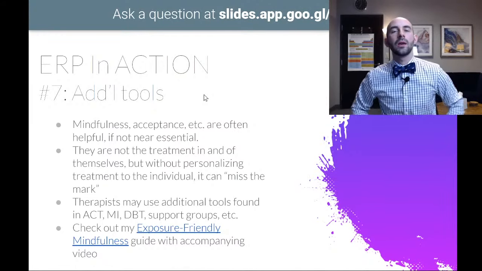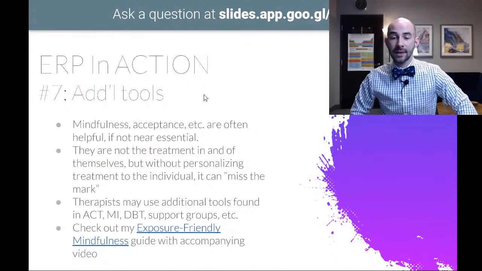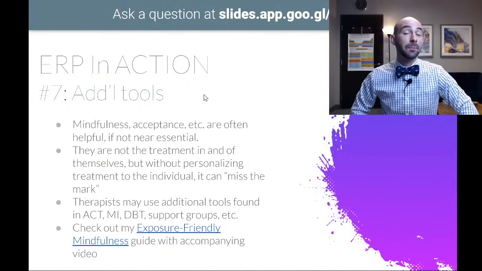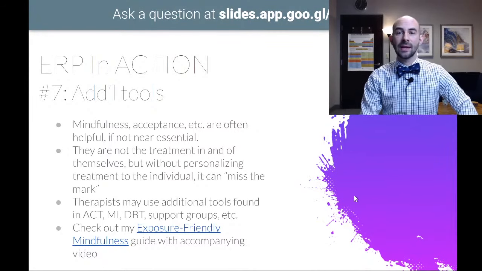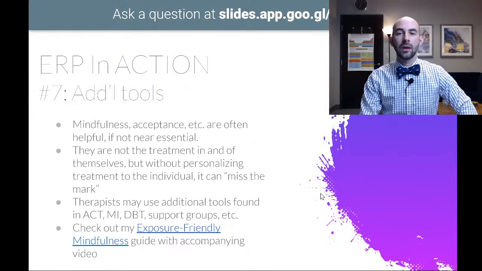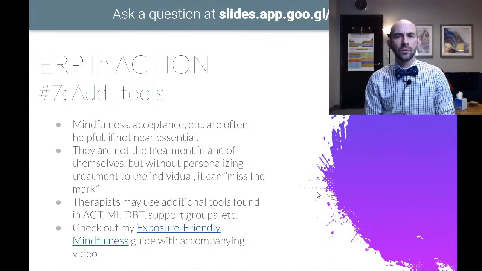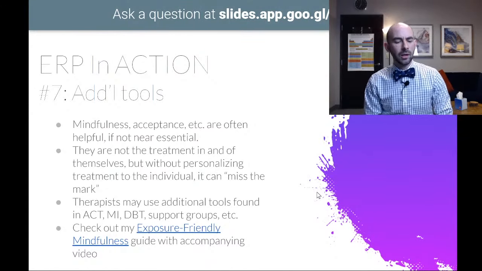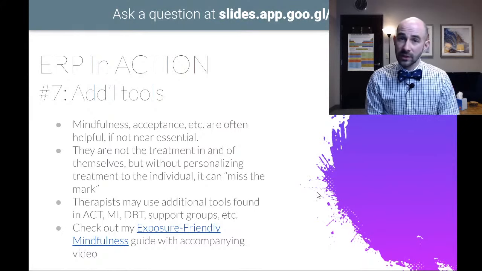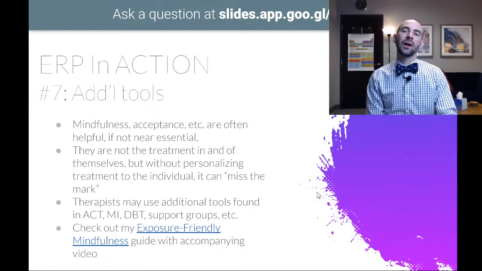how this might apply. The additional tools might be things like mindfulness, acceptance and commitment therapy. You'll see that down here. So ACT, motivational interviewing, DBT, etc. These are some of those adjuncts that are used treatment-wise, but mindfulness is not a first-line treatment for OCD. But I haven't really found that a person can be very successful with ERP if they're not mindful.